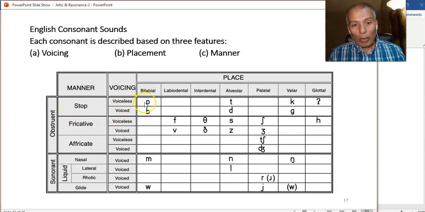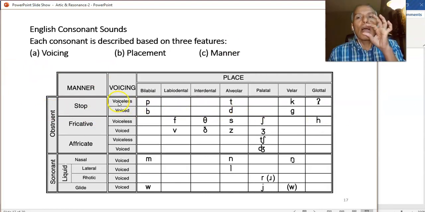So let's take the P. You start with voicing, place, and manner in the description. P is voiceless, and then bilabial, the 2 lips are involved, voiceless, bilabial, and then stop. The quality of it, you block the air. It is also called plosive. This whole category is called plosive, because when you say stop, you explode.